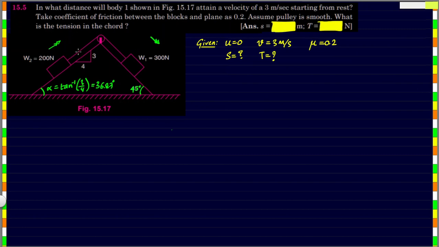Now, since they are connected with the same string, acceleration will be the same on both sides. And since we have been told that the pulley is smooth, the tension that we have on both sides of the string will also be the same. Here I have noted all the given data. It is starting from rest and reaching a final velocity of 3 meters per second. Friction has also been given. We have been told to find the displacement and time.